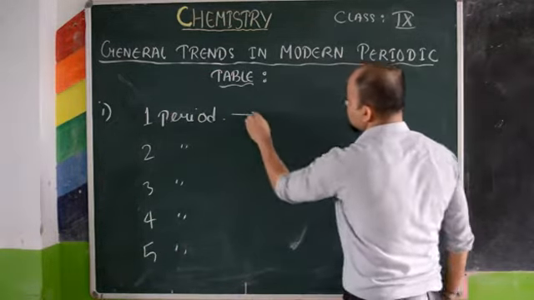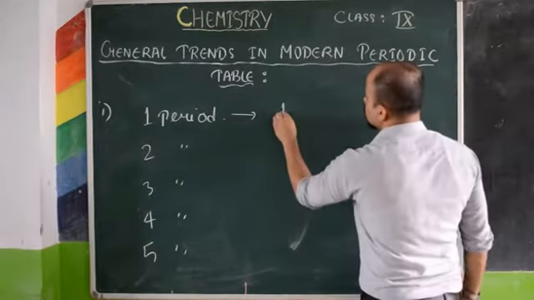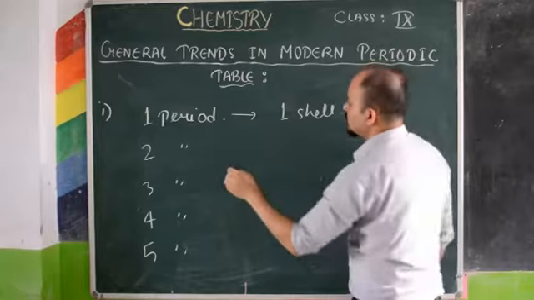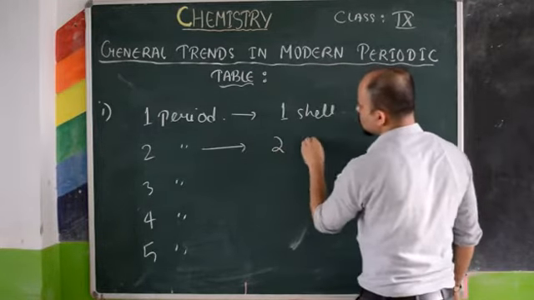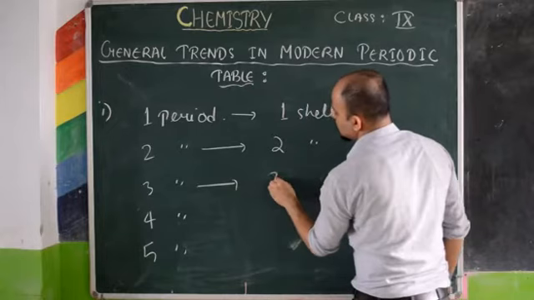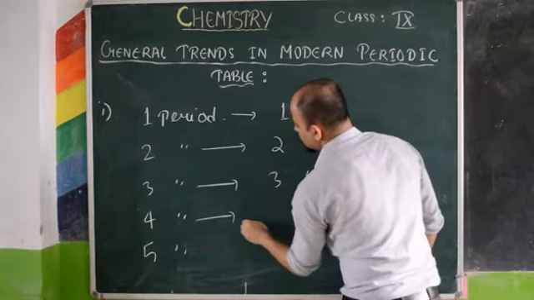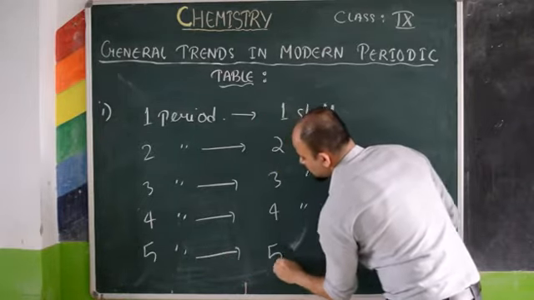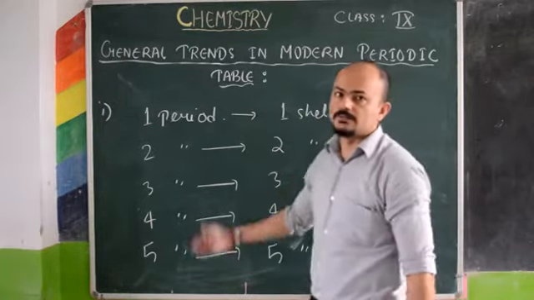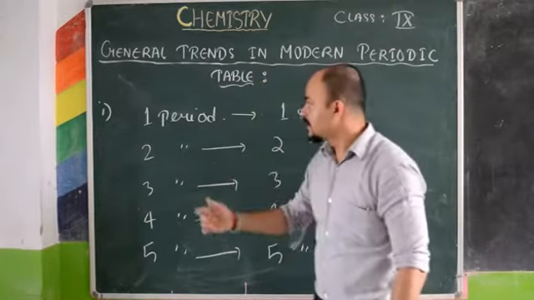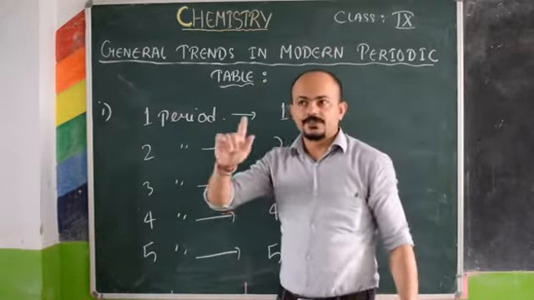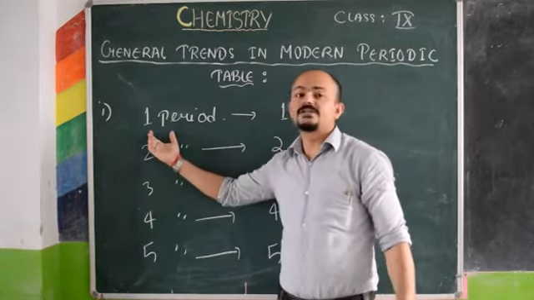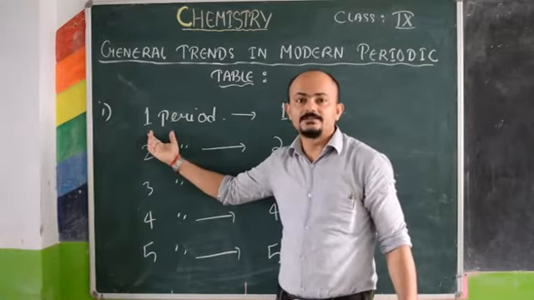The first period will have only one shell, that means one orbit. In the second period, 2 shells. Likewise, in the third, 3 shells. In the fourth, 4 shells, and in the fifth period, 5 shells. It is very easy to remember and very important. The number of shells will be equal to the period in which that particular element lies.